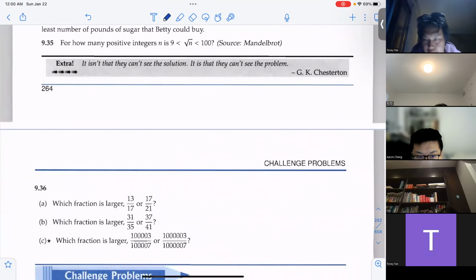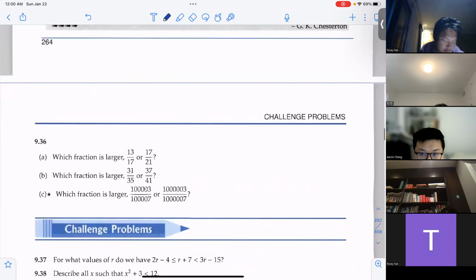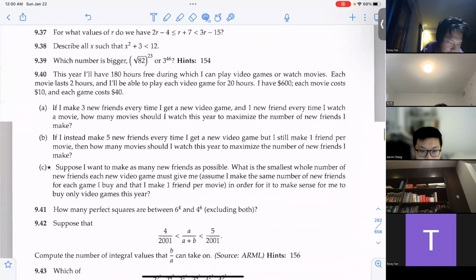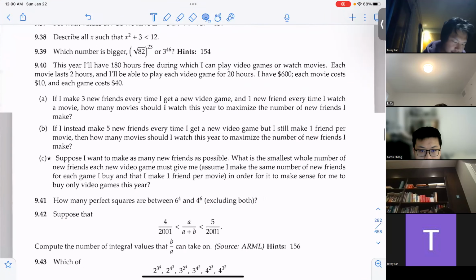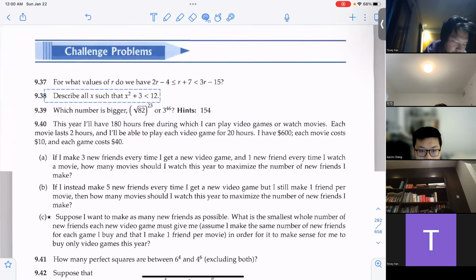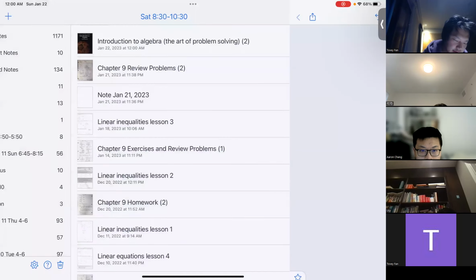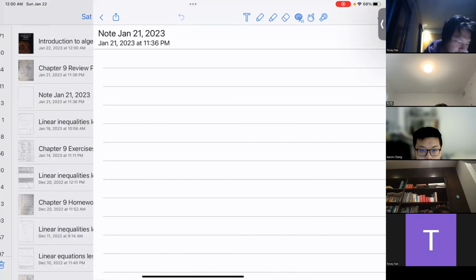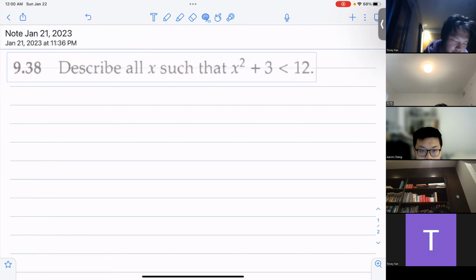Any other question for review problems? Okay. So if there's no more problem, let's look at challenge problems. Let's do a few today and then maybe a few more next time. And then we go to chapter 10. Chapter 10 is much easier and actually much more important.